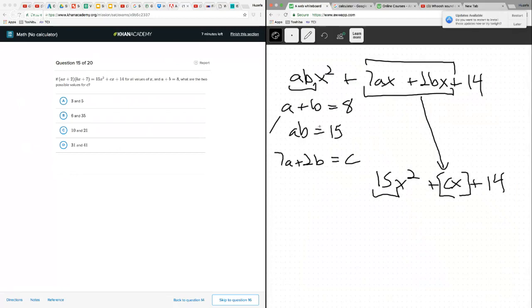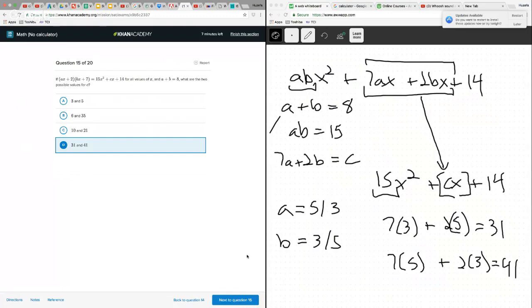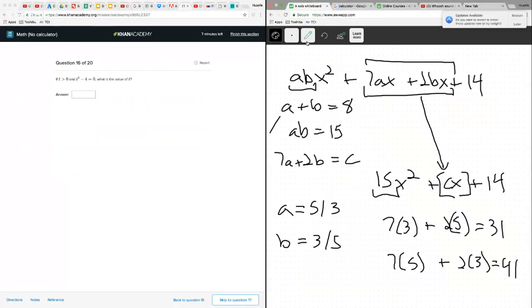If a plus b equals 8, obviously a has to equal 5 or 3. B has to equal then 3 or 5, right? Because that's the only way we can get a product of 15 and a sum of 8. Therefore, we have two different options. It could be 7 times 3 plus 2 times 5, or 7 times 5 plus 2 times 3. This is 21 plus 10 equals 31. This is 35 plus 6 equals 41. So the two values are 31 and 41. Yikes, that one is crazy.